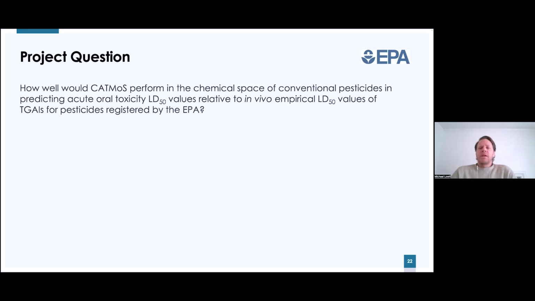Now that we have a basic understanding of our data needs and the potential utility of CAPMOS to address the data needs, we can consider the project question. On the surface, it is straightforward and can be tested with existing data in the chemical space. Our question is, how well would CAPMOS perform in the chemical space of conventional pesticides in predicting acute oral toxicity LD50 values relative to the in vivo empirical LD50 values of technical grade active ingredients for pesticides registered by the EPA? In other words, can we have confidence in CAPMOS estimates for adequately understanding acute oral toxicity to rats for chemicals proposed in the future for registration without the need for an in vivo study? Next slide, please.